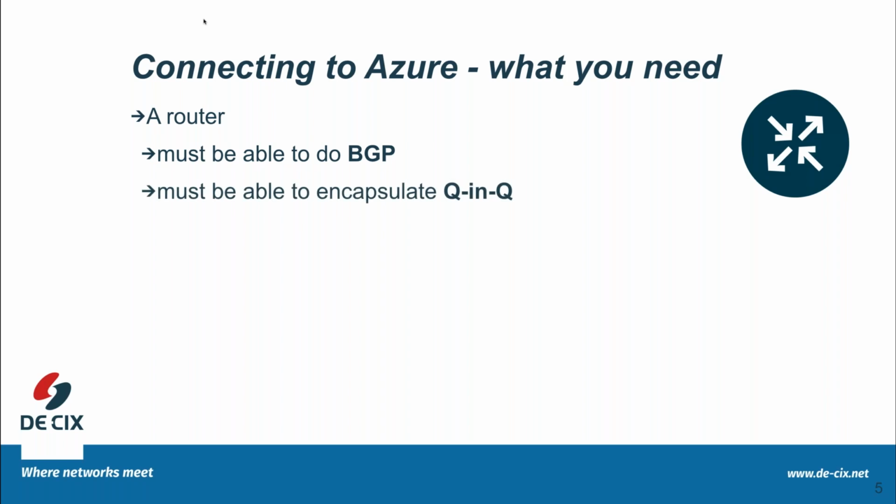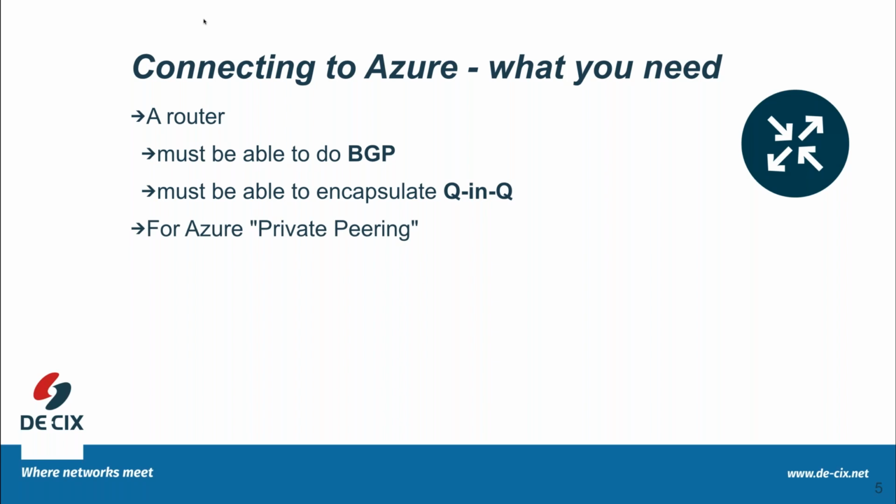Also, your router must be able to encapsulate packets Q-in-Q. Q-in-Q is also called double tagging. So you are adding two VLAN tags to your packets: one outer VLAN, which selects if the packet goes via the primary or the secondary link, and the inner VLAN tag, which selects which of the Microsoft services you are using. But more to that later.